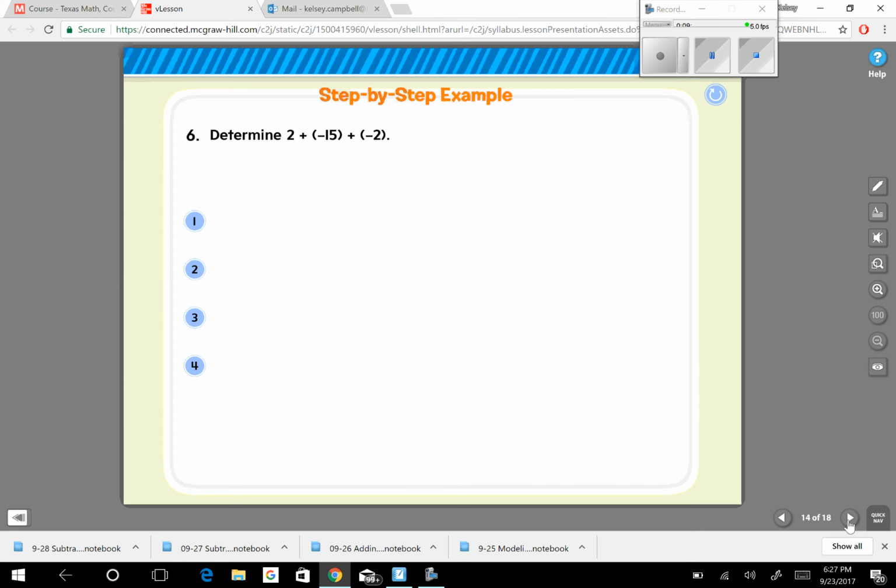Next example. Determine 2 plus negative 15 plus negative 2. Again, these problems, you always go left to right. So you're going to do the 2 plus the negative 15. They have different signs. This one's negative, this one's positive. So we're going to subtract 15 minus 2. That's 13. Now the bigger number has a negative sign, so it's going to be negative 13.